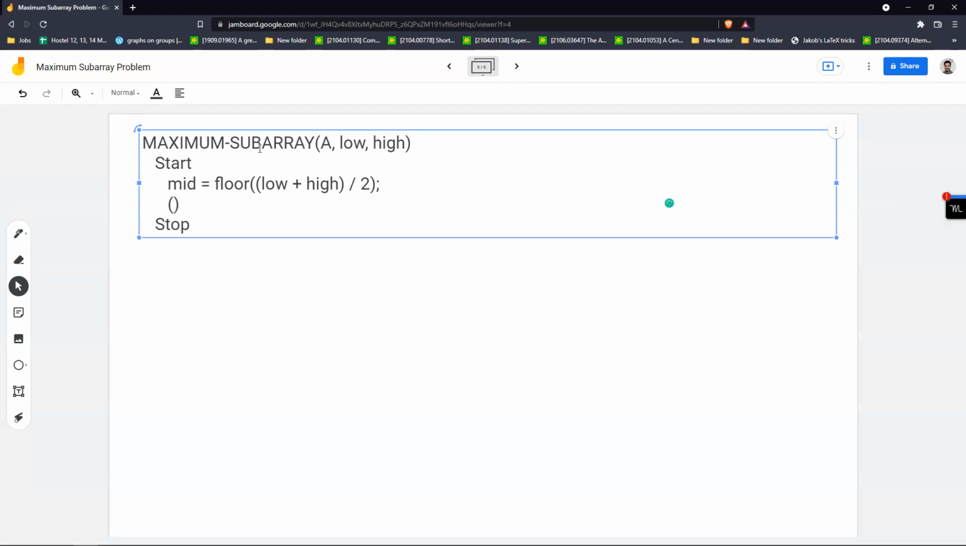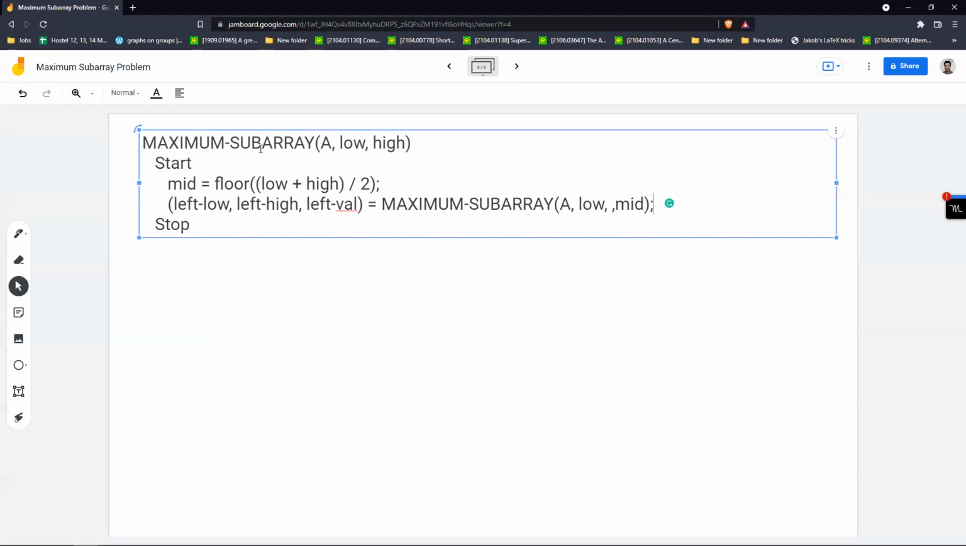Now, what are the values that we want? So for the left part, I'll call them left low, left high, left value. These are the outputs to be given. Maximum subarray of A, low, and middle. Understand? Because that is the left part, right? So the smaller algorithm, the smaller array that you have, apply the maximum subarray, whatever that algorithm is, to that.